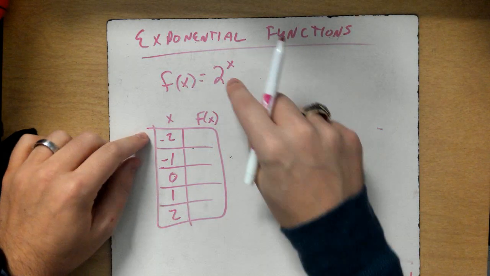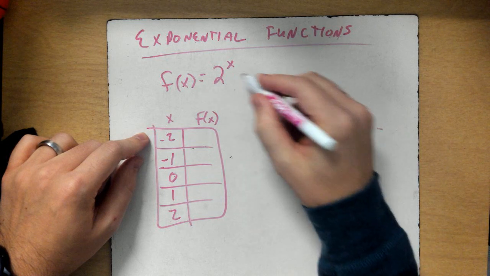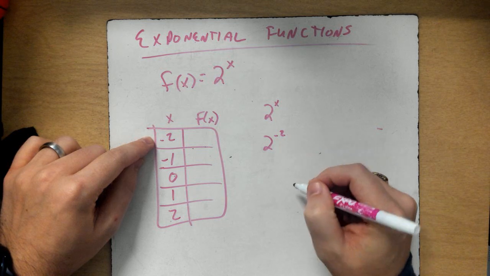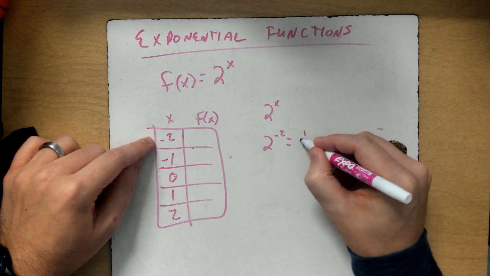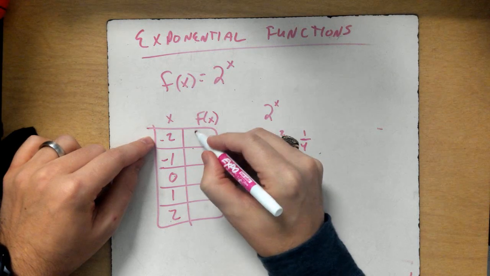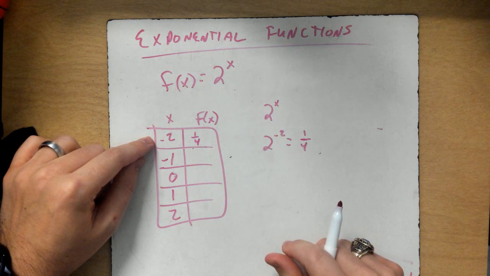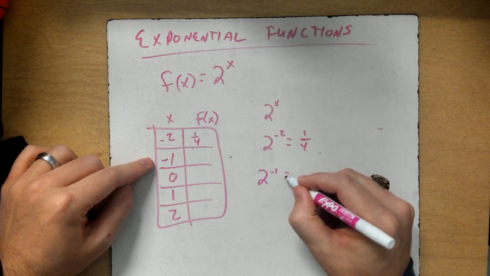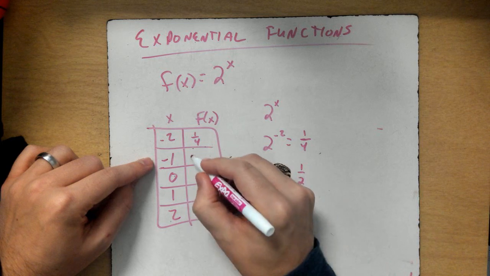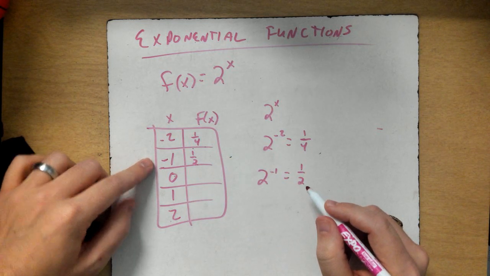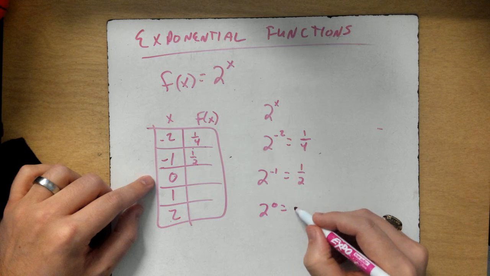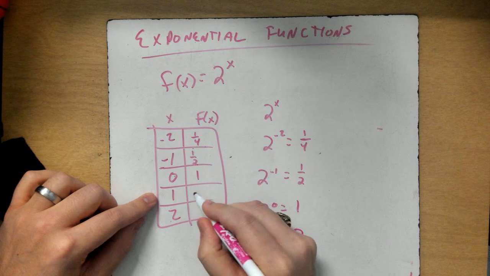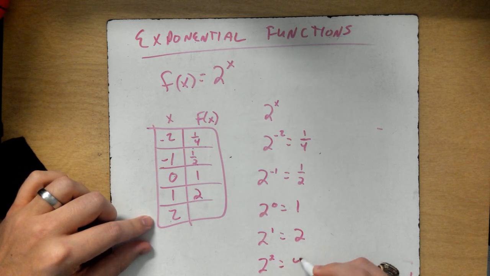So my first thing, I'm going to take this 2 to the x, and I'm going to put this x in this place, so 2 to the -2nd power. When I solve that, I get 1/4, so my answer, 1/4, will go here. Now I'm going to do the same thing with this one, 2 to the -1st, and that's going to equal 1/2. 2 to the 0 power would be 1. 2 to the 1st power would be 2. And 2 to the 2nd power would be 4.